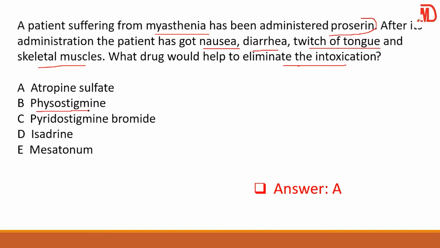Actually, prozerin and physostigmine have the same kind of effect. So atropine is given for the treatment of overdose or intoxication of cholinesterase inhibitors, or anti-cholinesterase drugs. And it is also used for the treatment of mushroom poisoning, so you can write it down. So over here, your answer is A, atropine sulfate.